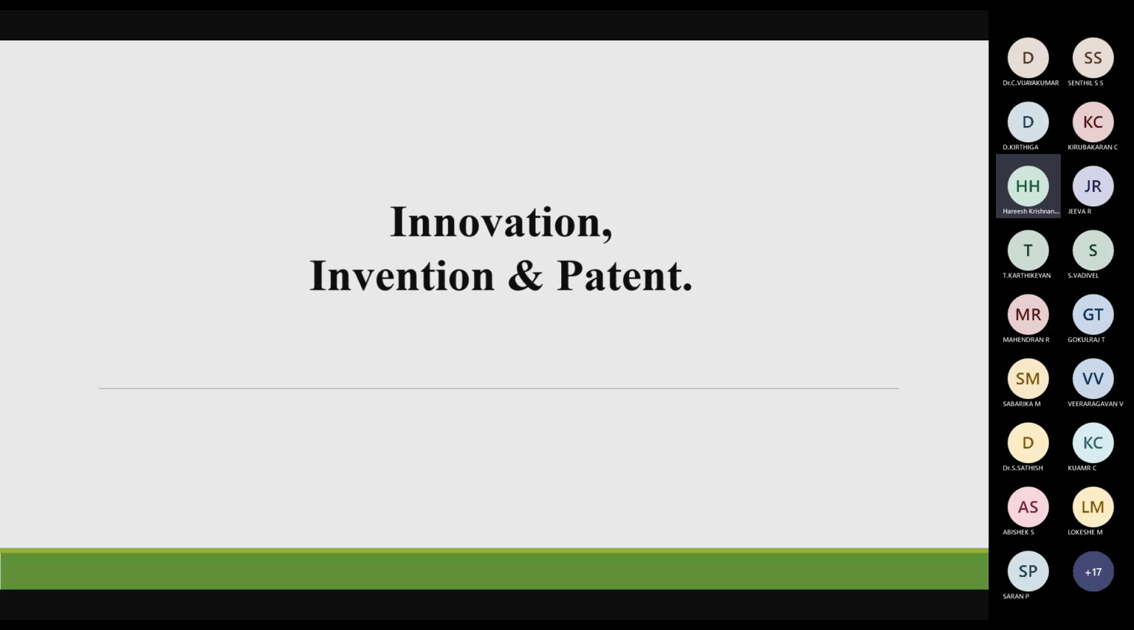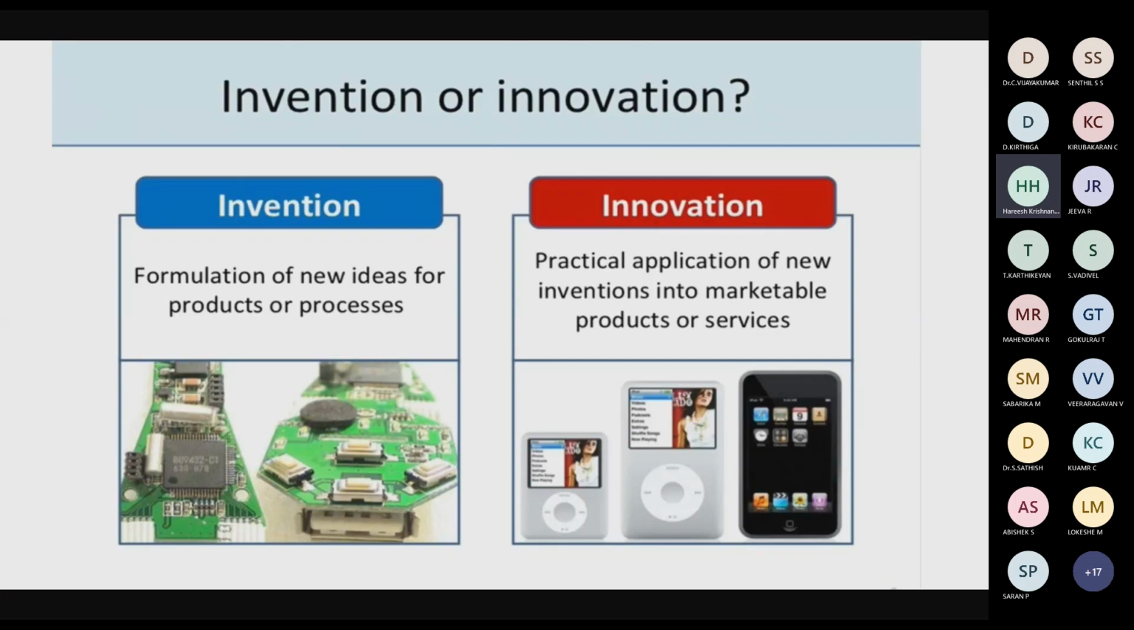So first of all, I will explain the basic concept of innovation, invention, and patent. An invention is just finding a new idea or product or process. If you find a new idea, product, or process, and it goes to the application level, or an industrial application, or a marketable product or service, then it is converted into innovation. So invention is the first step for innovation.